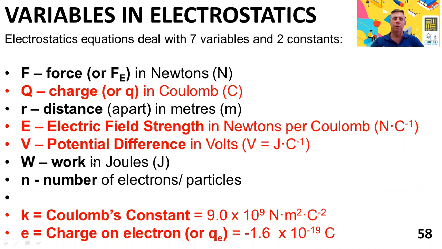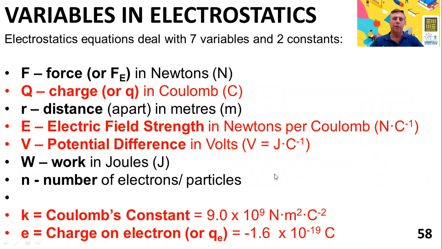And then again, we're familiar with work in joules, and N is just a number, and it's quite often the number of electrons. When something gets charged, it can only get charged by adding or taking away whole numbers of electrons. We can't split the electrons. So sometimes you're asked to calculate this.